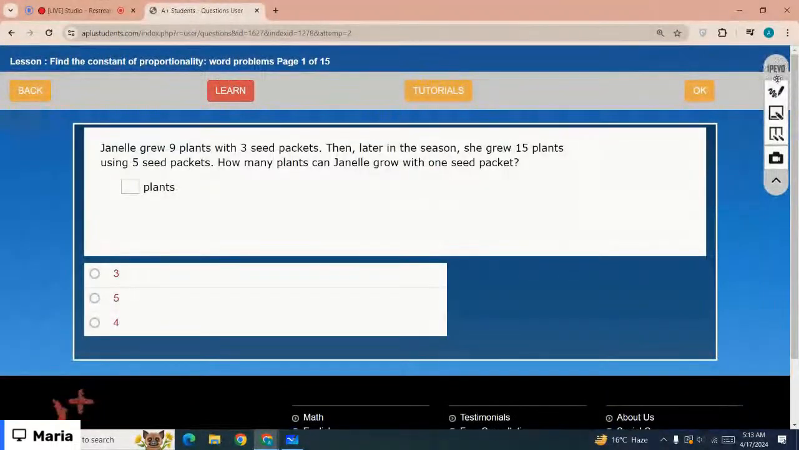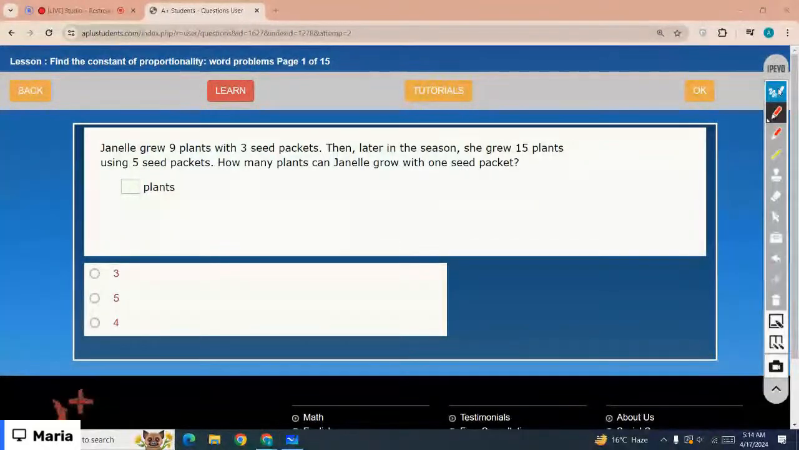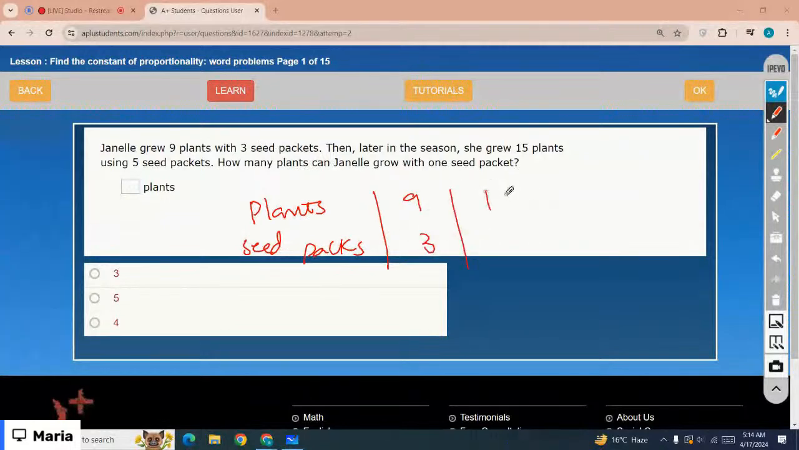Janelle grew 9 plants with 3 seed packets. Then later in the season, she grew 15 plants using 5 seed packets. How many plants can Janelle grow with 1 seed packet? You need to calculate the constant of variation. Let's just make a chart. We have plants and seed packets. So she made 9 plants with 3 seed packets and 15 plants with 5 seed packets, right?